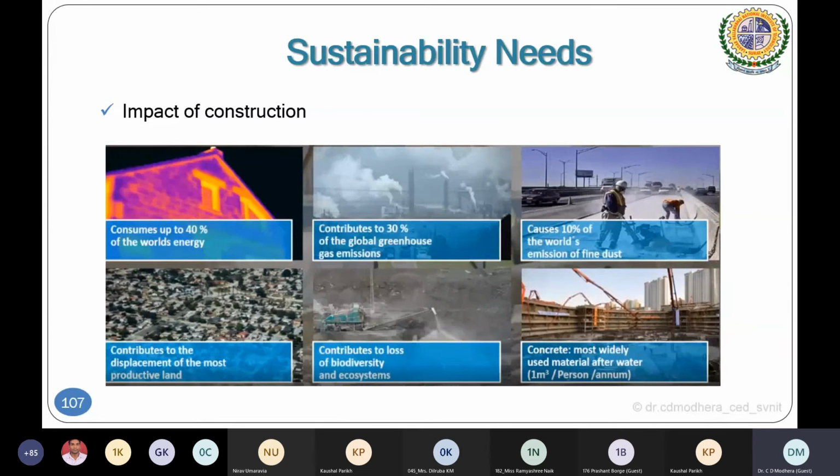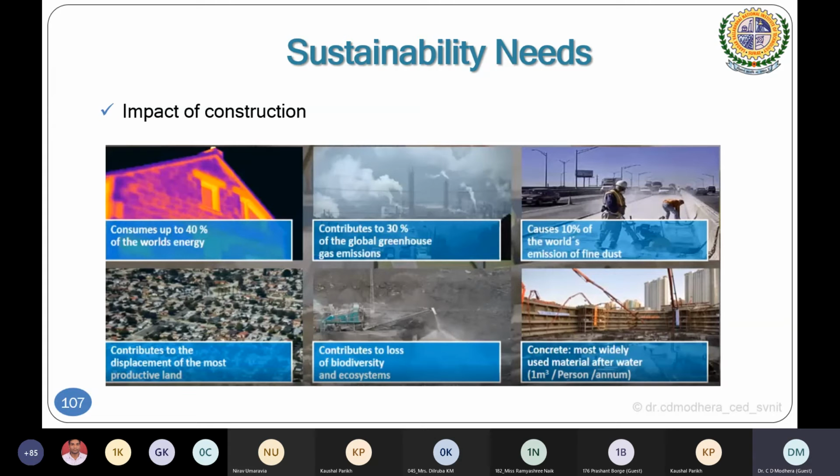So sustainability needs, basically, to consider the impact of construction. Now this is very understandable: it consumes 40% of the world's energy. This is with respect to construction only. When we are doing construction, it consumes up to 40% of the world's energy. Remember, it contributes to the displacement of the most productive land, then contributes 30% of the global greenhouse gas emission. Contribute means adding, remember, not in a positive manner. Contribute to loss of biodiversity and ecosystem. Fourth, it causes 10% of the world's emission of fine dust. Even fine dust is creating problems.